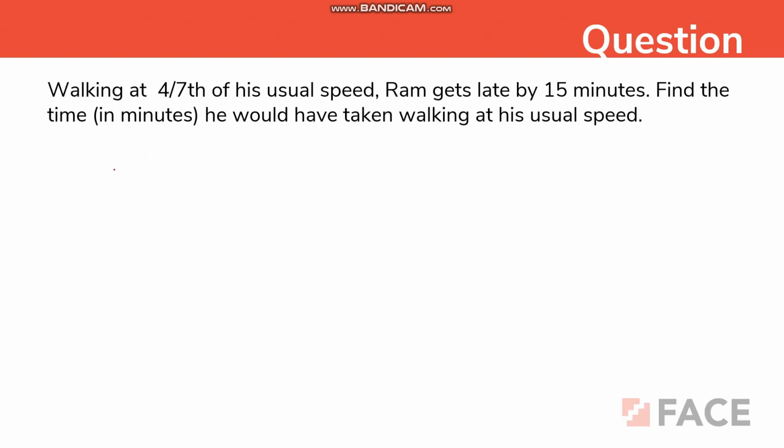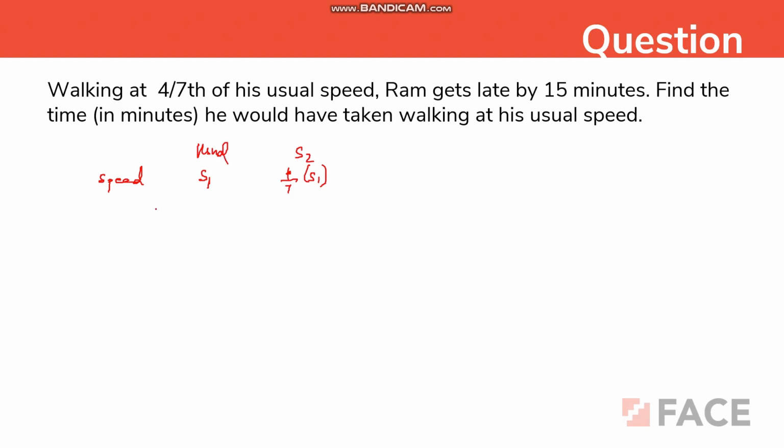So given that Ram is traveling at two different speeds, one is his usual speed, which let us take as S1, and he is traveling at another speed which is 4/7 of the usual speed, so 4/7 of S1. Let's denote this as S2. So this is the usual speed.